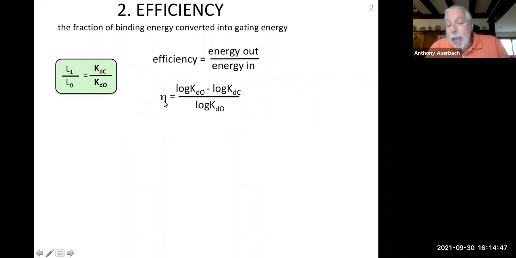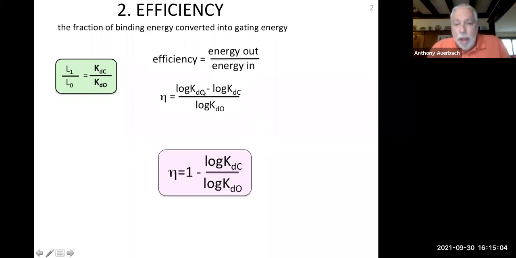And this is eta, by the way, which is the standard thermodynamic symbol for efficiency. And what's the energy in? Well, the energy in is the maximum energy in. That's the energy coming from the high affinity bond. So you take this, this is the equation for efficiency, and you just solve that easily, and this is the basic equation. Efficiency is equal to 1 minus the binding energy ratio. I'll derive this a different way later on if you don't like what I just did.